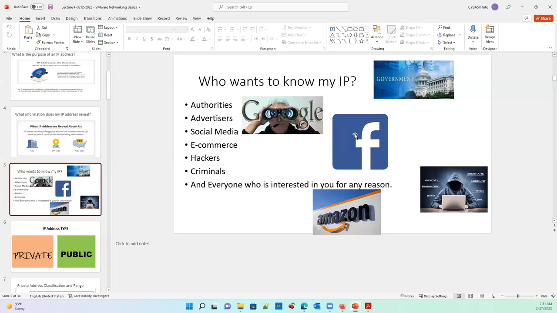E-commerce websites also have a great use for IP address. So IP address is very important. That's a basic communication tool for the internet.